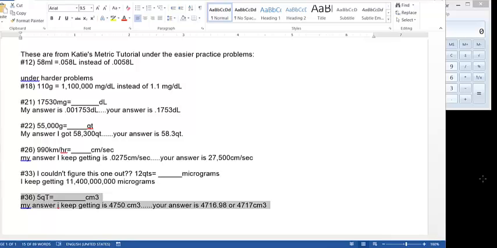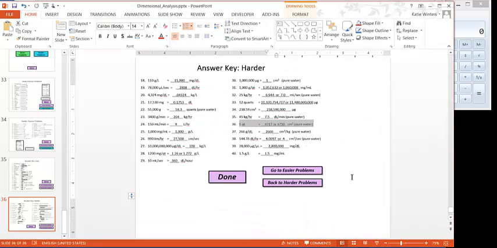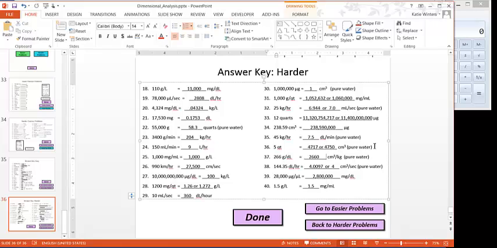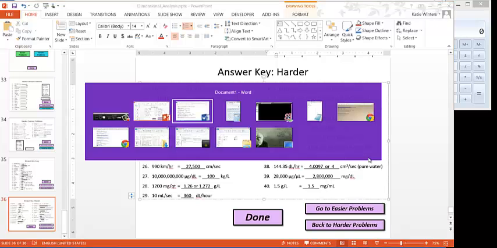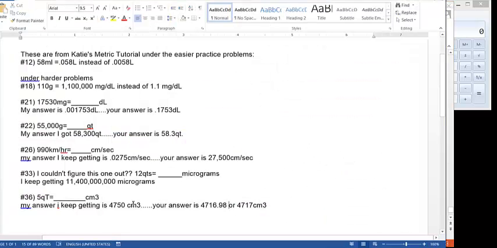So this is the last problem in our series, and this is number 36. It says 5 quarts equals how many cubic centimeters? The answer that I have in my PowerPoint is 4,717 or 4,750, which is just a variation that you can get depending on what conversion factor you use. And it looks like your answer was 4,750, which is perfectly fine.